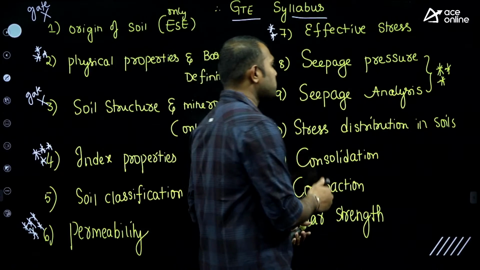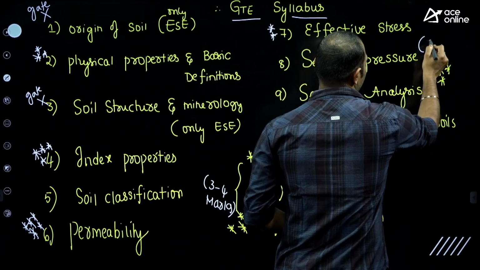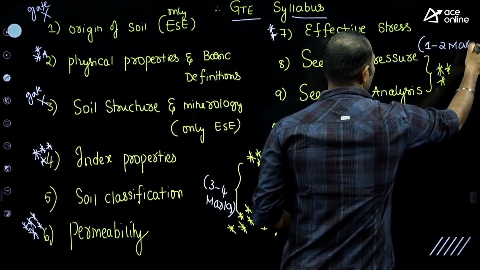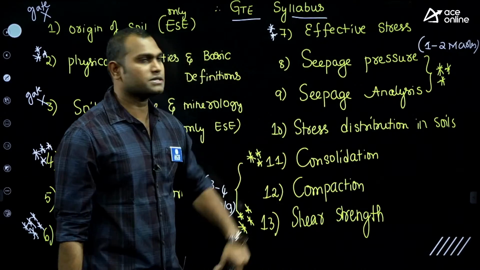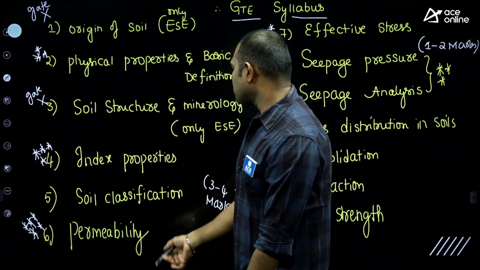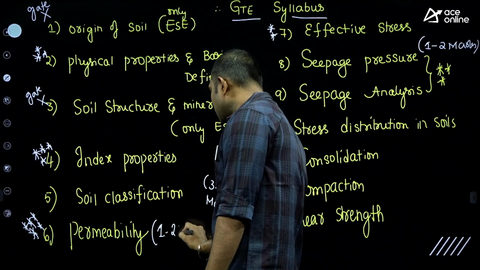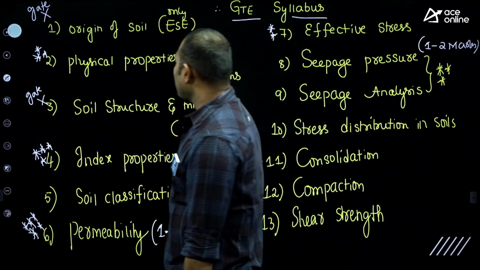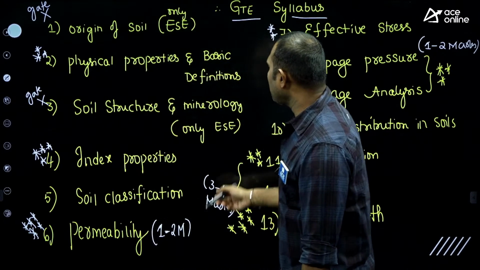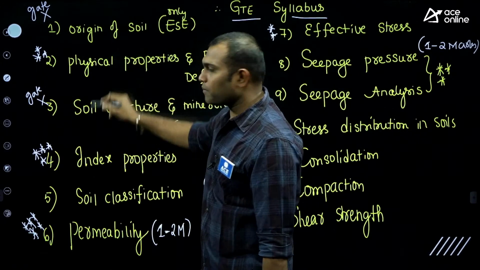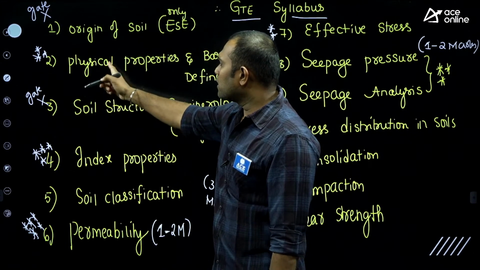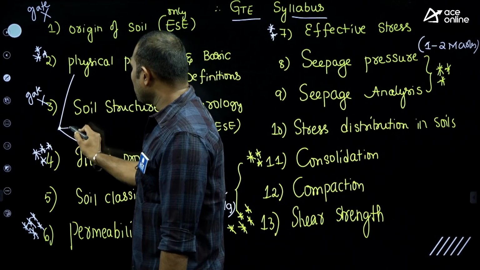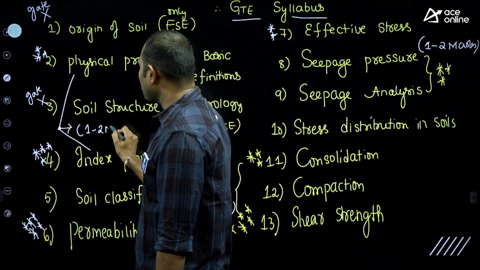Okay? And from the CPS pressure and analysis, you can expect 1 to 2 marks over here. And in the case of permeability also, you can expect 1 to 2 marks. And from the physical properties and index properties, I'm saying this combination, the physical and index properties, if you see the combination of these two, you will be getting again 1 to 2 marks.